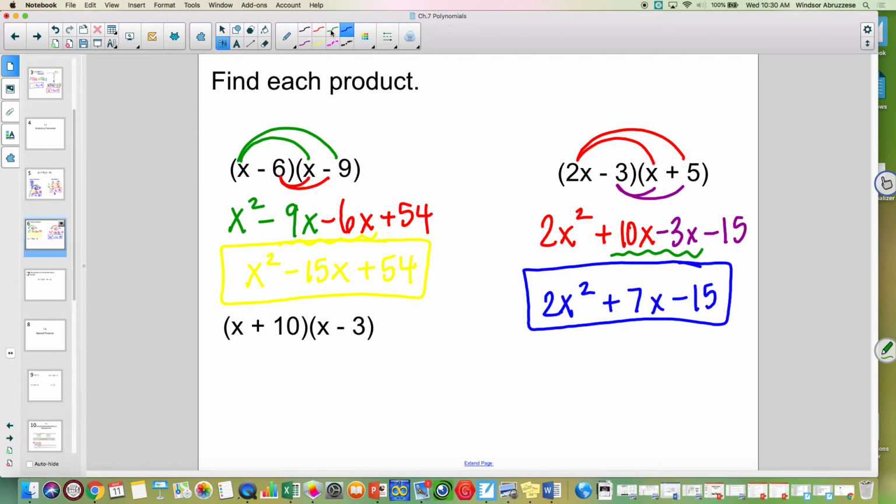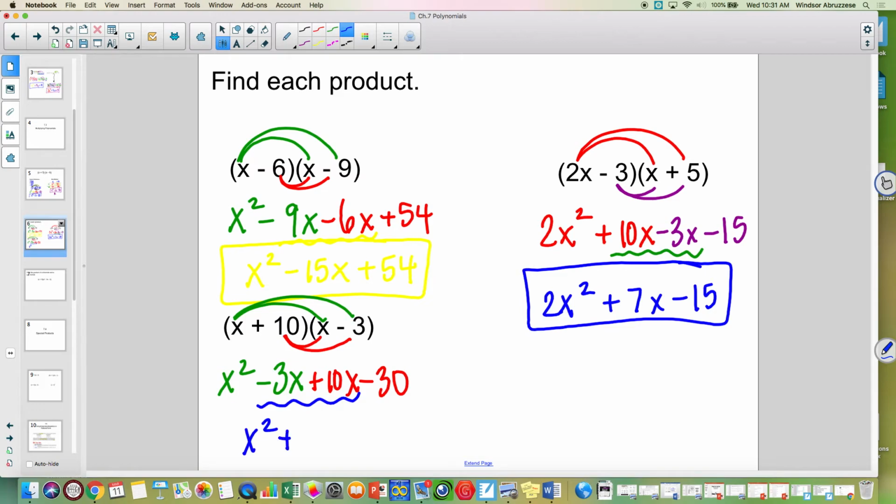Last one. X plus 10 times x minus 3. X times x is x squared. X times a negative 3 is negative 3x. 10 times x is plus 10x. And 10 times negative 3 is minus 30. Combine the like terms. X squared plus 7x minus 30.